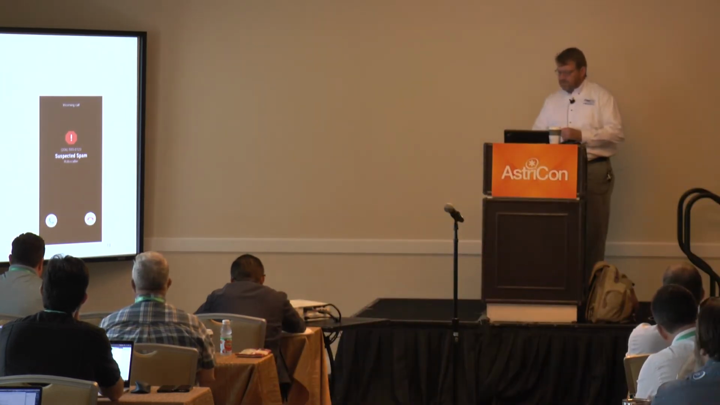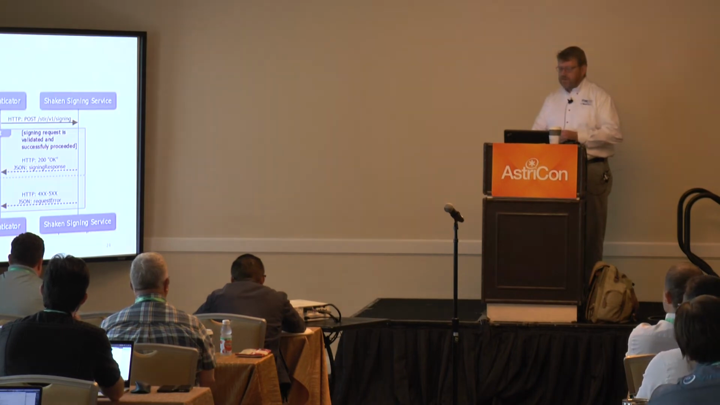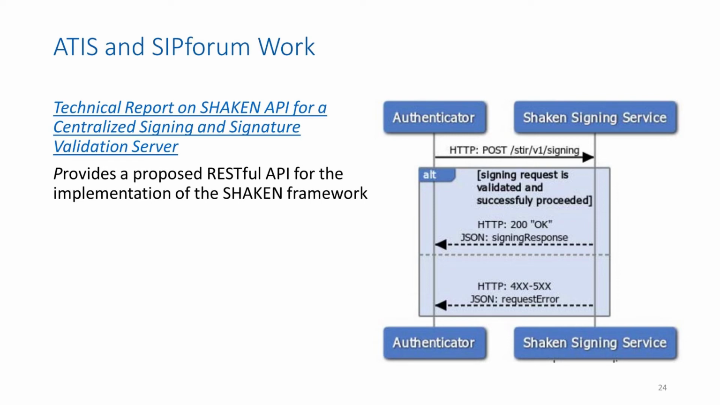This is an example of what it's supposed to look like on a mobile device. And there are, of course, other scenarios, right? Suspected spam, there's a verified caller, there's a few others in the combinations. Another specification that was recently put together was defining the API that's used to pass information to the authenticator and return the information back to the application.